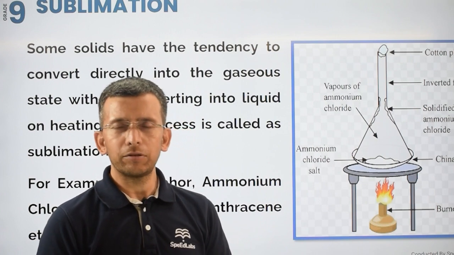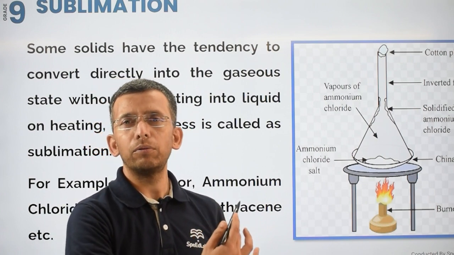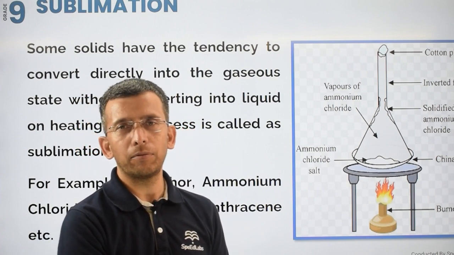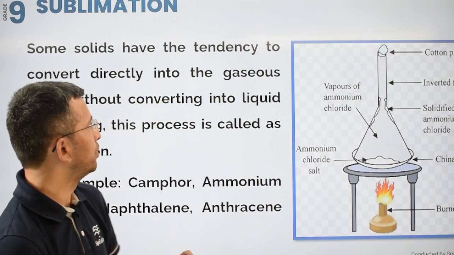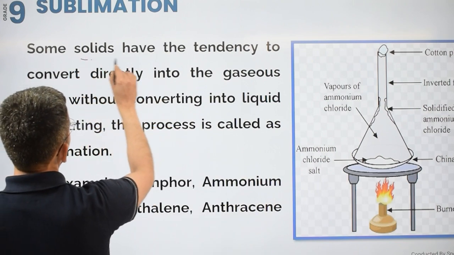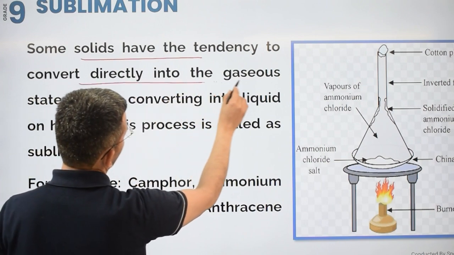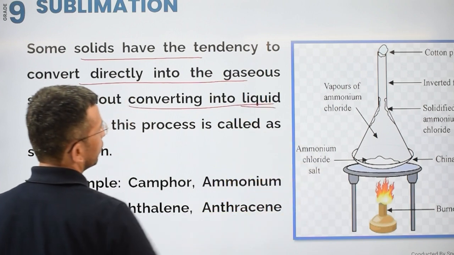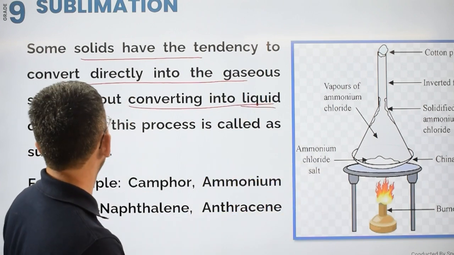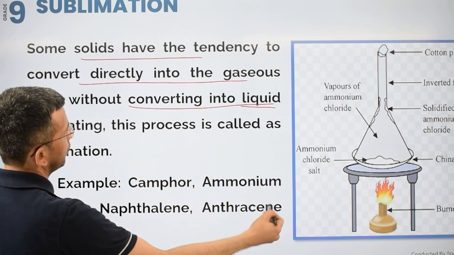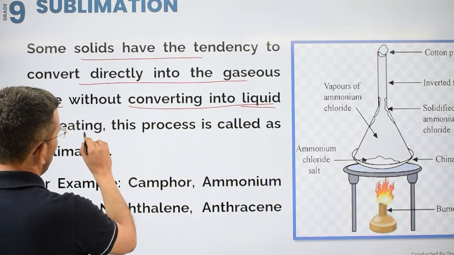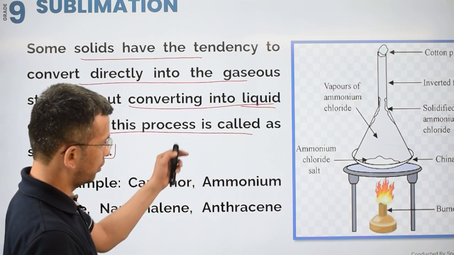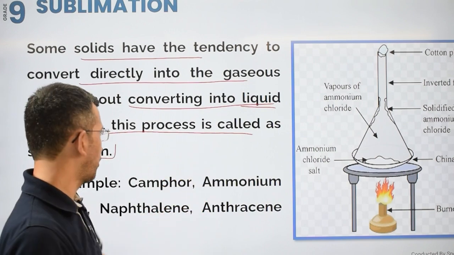Okay? No liquid state will come. Solid is going to convert into the vapor form, or you can say the gaseous form, without coming into the liquid form. That property is called sublimation. So generally solids have a tendency to convert directly into the gaseous state without converting into liquid. Without converting into liquid, this is another important point. Now if I have this kind of solids with me, on heating, this process is called sublimation actually. Most of the solids show this kind of property.